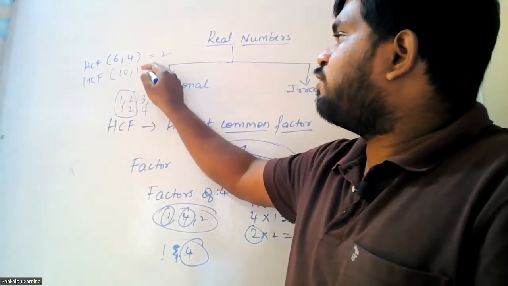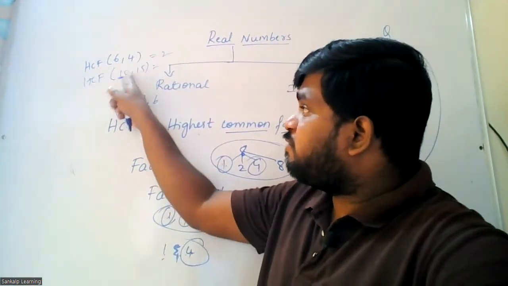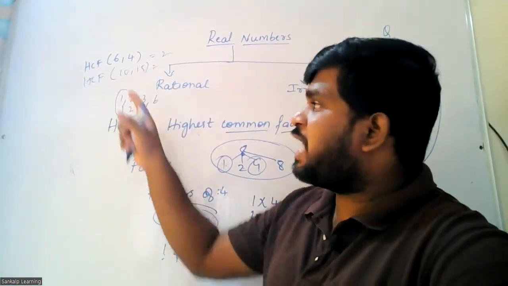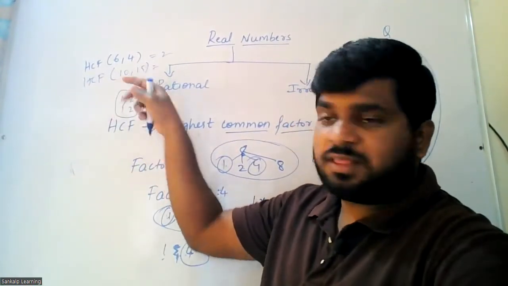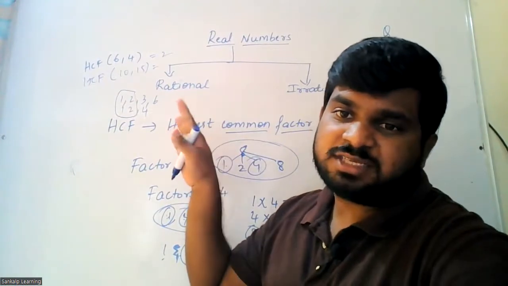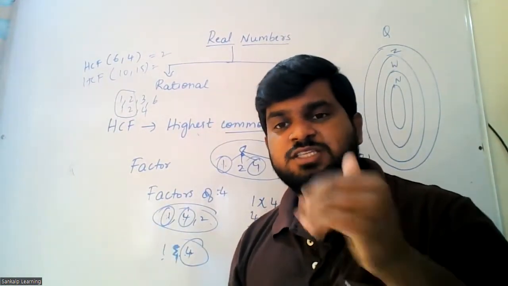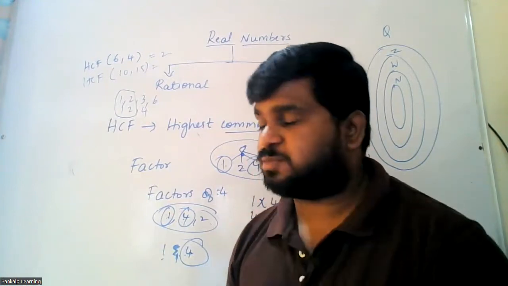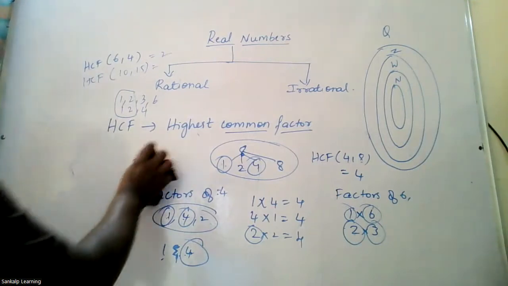HCF of 10, 15. Which is the highest number that divides both? It is 5. 5 2s are 10, 5 3s are 15. You can divide it. So HCF of these two is 5. HCF is basically the answer which divides both the numbers, the highest number that divides both. Now, let's come into LCM.